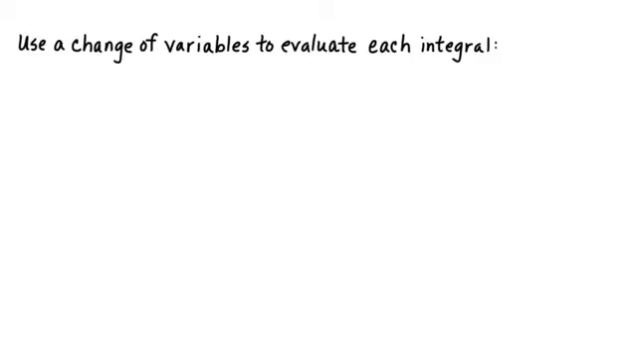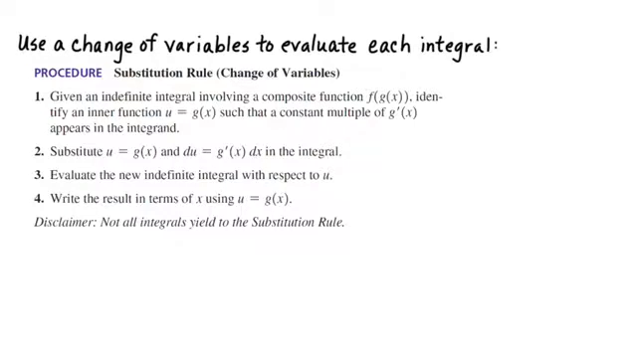In this example, we're going to use a change of variables to evaluate each integral. The substitution rule gives us a method for integrating using the change of variables. Following the procedure indicated here, we will need within our integrand to be able to identify a composite function, and that composite function will have an inner function that we'll identify as u.